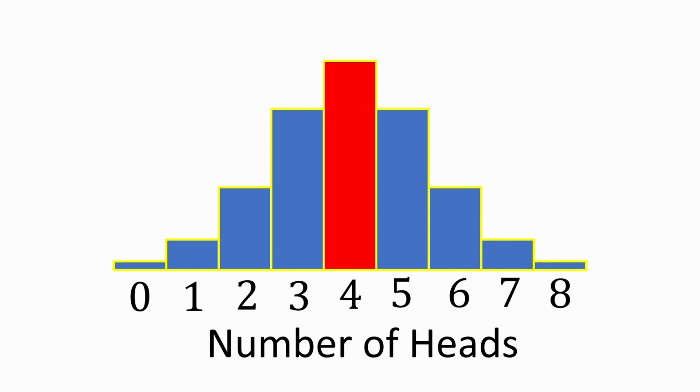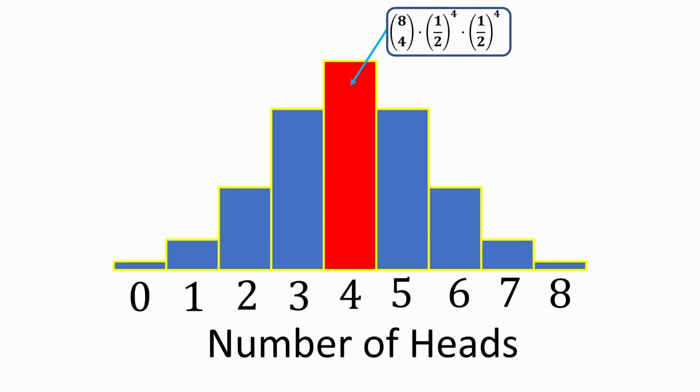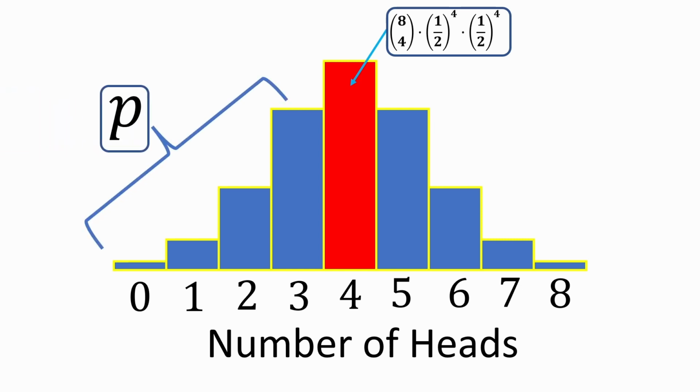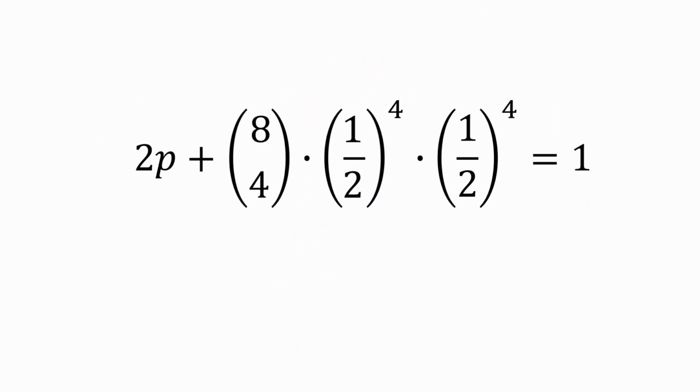And we know from the binomial formula it will be 8 choose 4 times 1/2 to the 4th times 1/2 to the 4th. Because of the symmetry of the distribution, we can set the sum of all the blue outcomes to the left of the red bar equal to p. And similarly, all the blue outcomes to the right of the red bar also equal to p. The sum of all the possible outcomes must equal 1, from which we can say that 2p plus the 4-head outcome in red must equal 1.